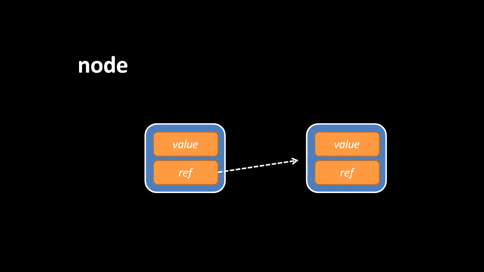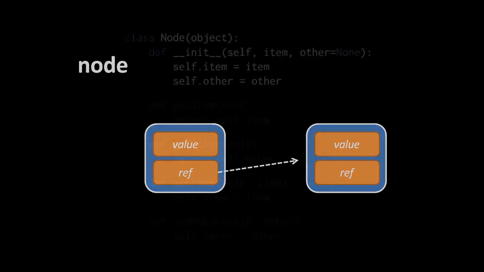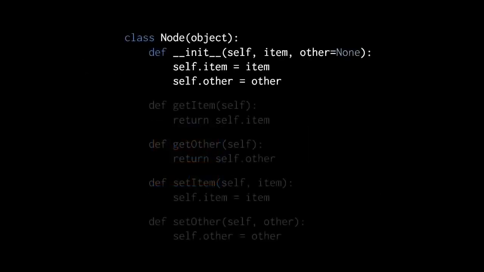As we'll see, nodes are the building blocks for larger data structures, such as the linked list, or in some cases, graphs and trees. First, considering just a node, though, how would we represent this in code? Well, in Python, we would create a class, and we'd call it node, obviously.